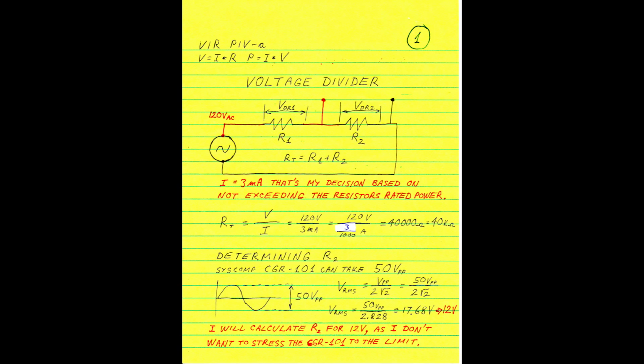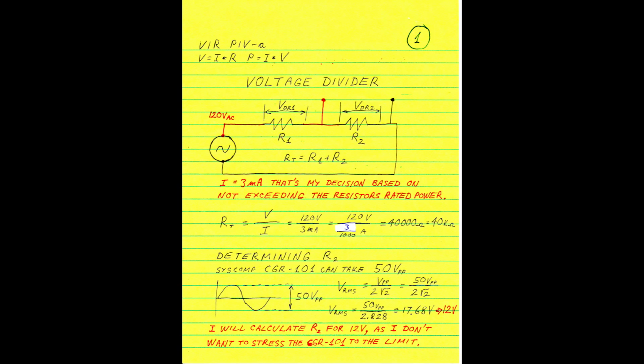Determining R2. Syscomp CGR 101 can take 50 volts peak to peak. VRMS equal volts peak to peak divided by 2 times square root of 2, which is 50 volts peak to peak divided by 2 times square root of 2. VRMS equal 50 volts peak to peak divided by 2.828, and that's equal 17.68 volts.